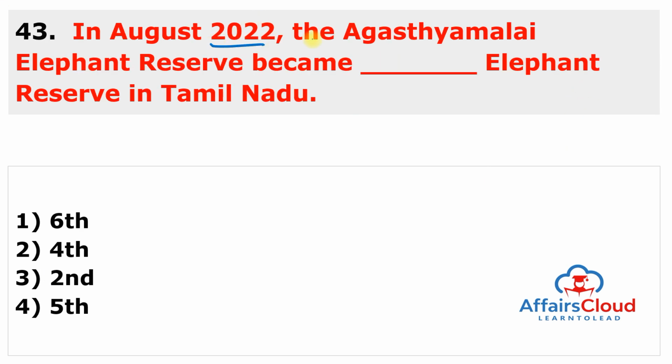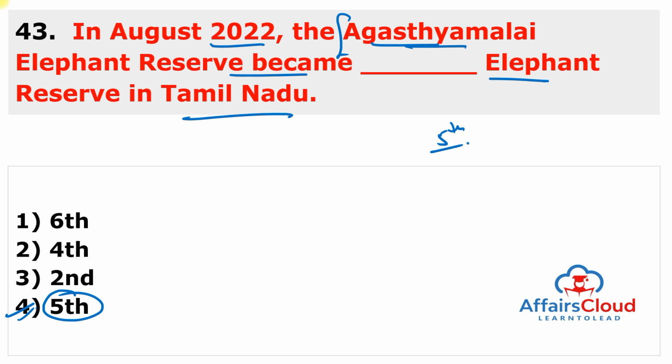In August 2022, the Agastyamalai Elephant Reserve became the dash Elephant Reserve in Tamil Nadu, and this is the 5th elephant reserve of Tamil Nadu. Answer of this question is 4. Remember, this is Agastyamalai Elephant Reserve. The government of Tamil Nadu notified Agastyamalai Elephant Reserve as its 5th elephant reserve with a total area of almost 1,19,000 hectare at Agastyamalai in Tamil Nadu.